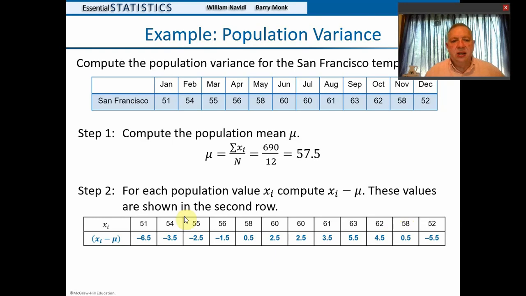So that by itself is not going to give us a useful number if I just added those up. So what I need to do is square them, turn everything into positive. And what's going to happen is the larger numbers, when I square them, are going to contribute more to this variance number that I'm going to work with.